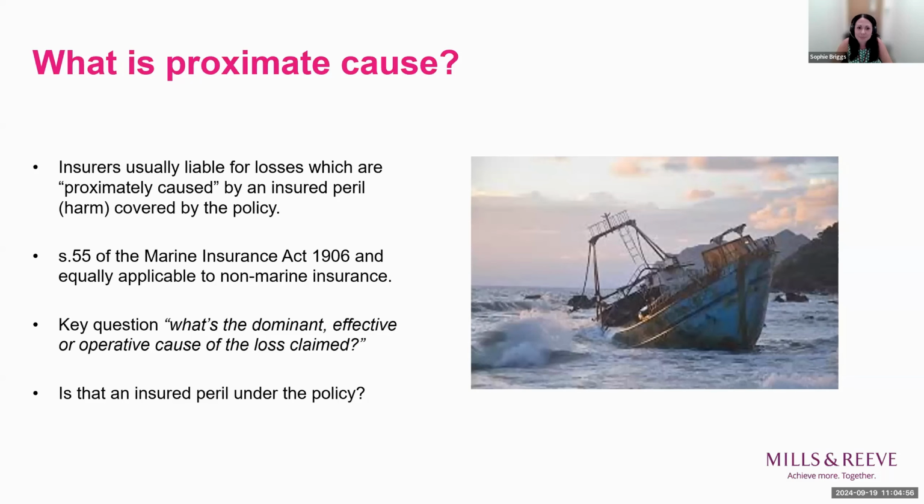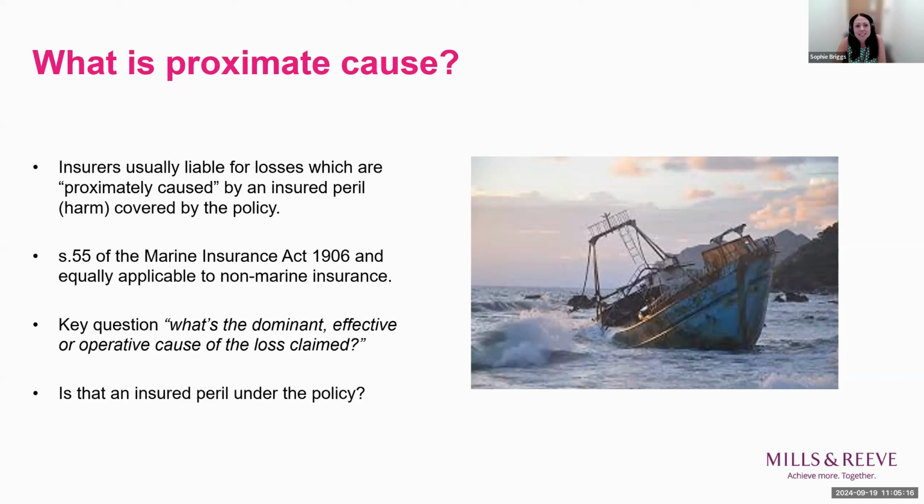So when you're looking at proximate cause, the starting point is to ask yourself: what is the dominant, effective, or operative cause of the loss claimed? And is that cause an insured peril under the policy? It sounds simple, but in life, things are rarely straightforward.